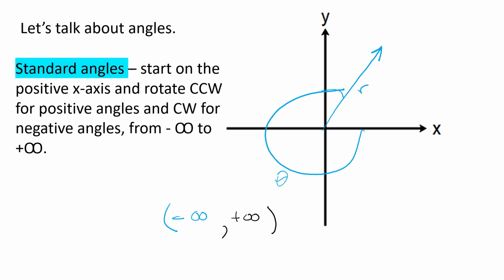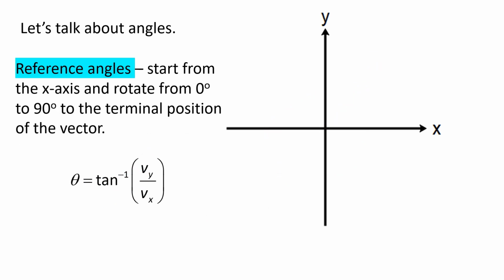So those are standard angles. I can have a standard angle of 15,000 degrees. I can have a standard angle of negative 27.8 degrees, and so on. There can be any real number from negative infinity to positive infinity. The other type of angle is reference angles.